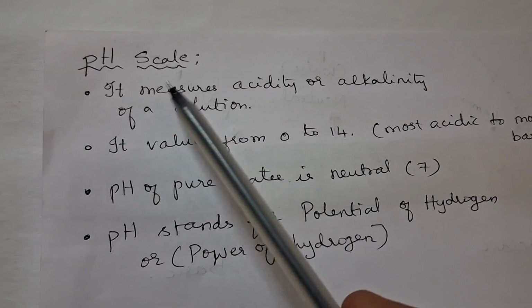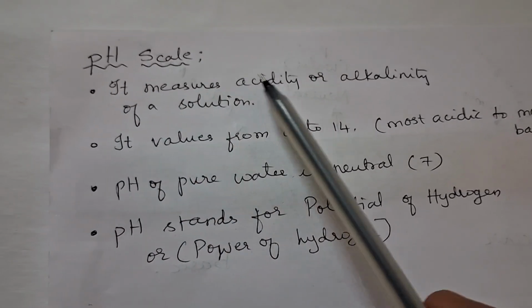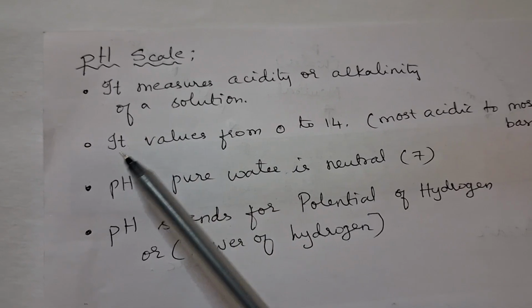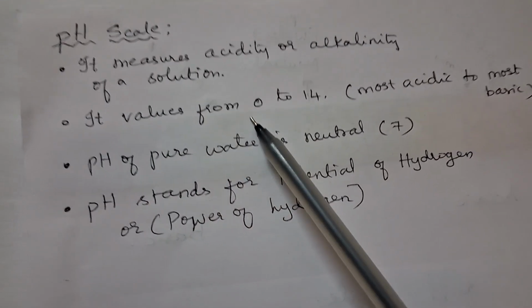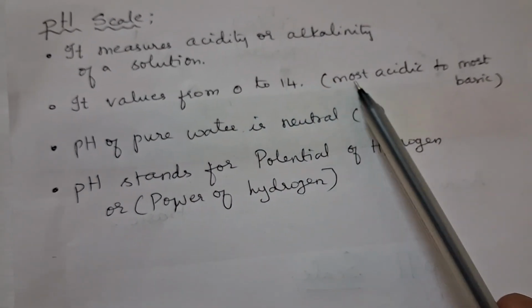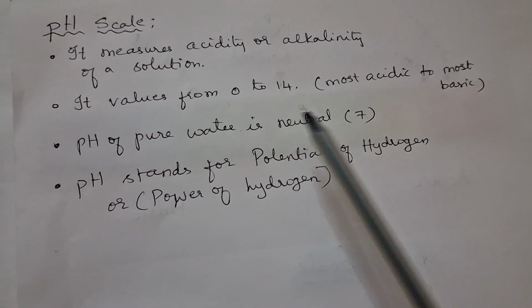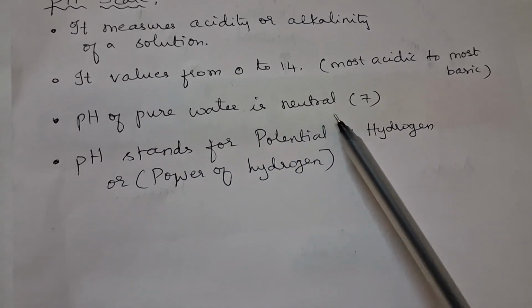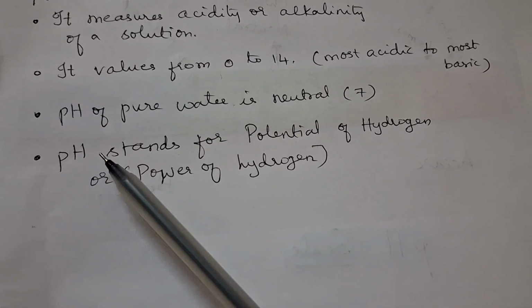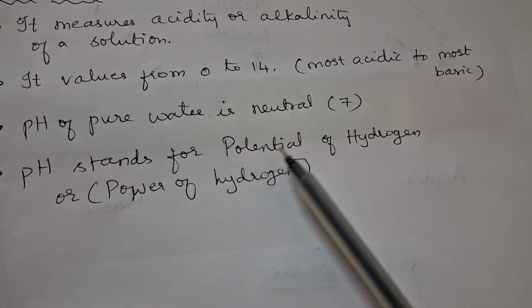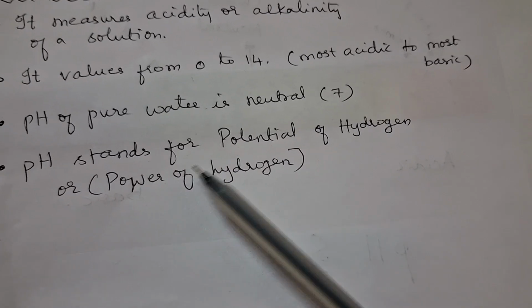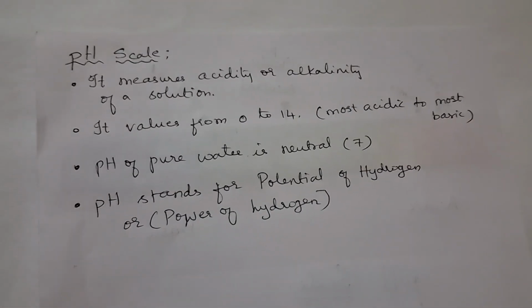So the pH scale measures the acidity or alkalinity of a solution. It has values from 0 to 14, from more acidic to more basic. The pH of pure water is neutral, that is 7, as we have already seen. And pH stands for potential of hydrogen or power of hydrogen. That is the meaning of pH.